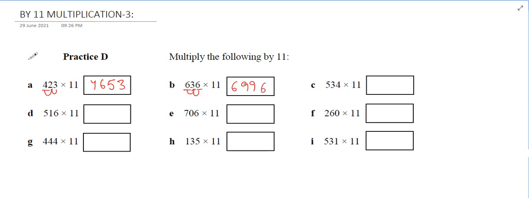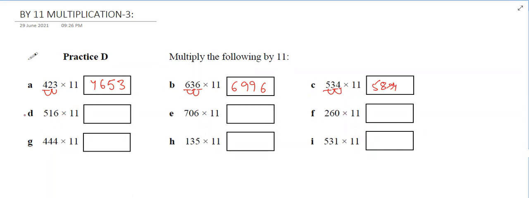Correct. Then Sharanya, C1. First number is 5. Then 5 plus 3 is 8. Then 3 plus 4, 7, and 4. 7 and then 4. Correct.